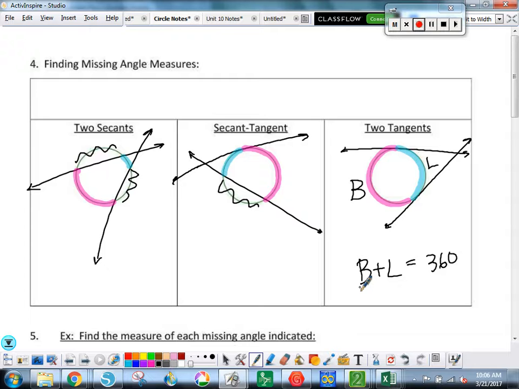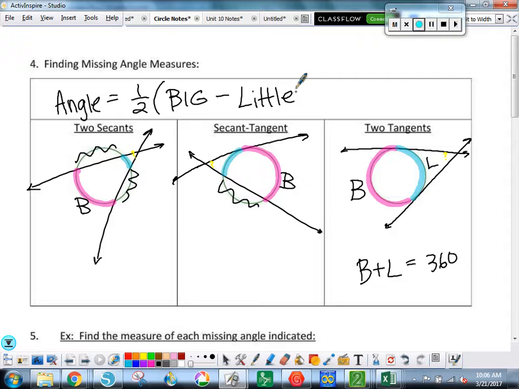Now we're going to make up a rule that has to do with finding this missing angle right here. And this missing angle right here. And this missing angle right here. The rule is that that angle, that exterior angle, sometimes is exterior, sometimes it lands on the circle. It'll never land inside the circle. But that angle right here is 1/2 of the big arc. So this is the big arc, this is the big arc, minus the little arc. Little arc, little arc.